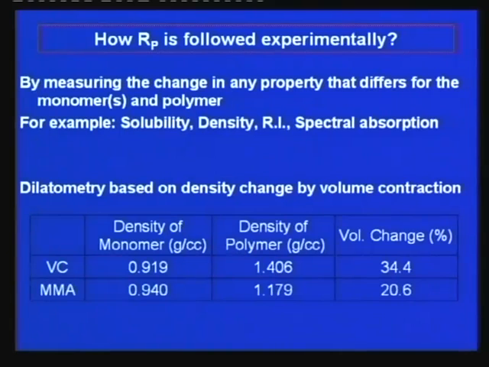Another way, if you do not have any sophisticated instrument, this is the simplest way available to you in the laboratory to evaluate the rate of polymerization of that particular monomer. Or if you have some instrument like UV or other spectroscopic instrument, with the help of those you can also evaluate the rate. Now, in a dilatometric experiment, with the help of a dilatometer based on density change by volume contraction, in cases of vinyl chloride polymerization and methyl methacrylate polymerization, this was the density of the monomer, then the density of the polymer. So, the volume change is this. From this volume change, which is proportional to the growth, one can calculate the rate of polymerization. Am I clear?